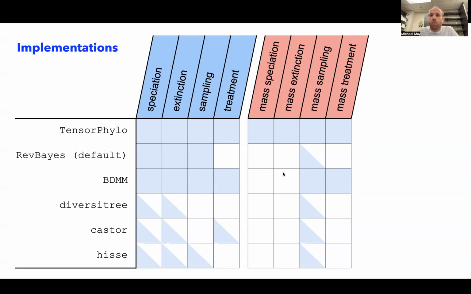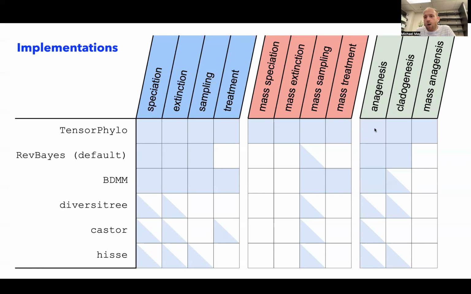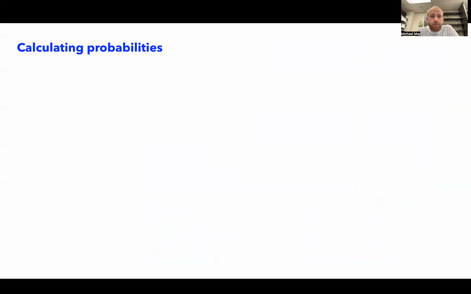And nobody yet has implemented mass speciation or mass extinction events. All programs implement anagenesis, though it may not be time dependent. Cladogenesis is not always available, and it's sometimes only partially implemented in terms of whether or not it's time dependent, or whether or not both lineages can change. And mass anagenesis is currently only available in TensorPhylo.